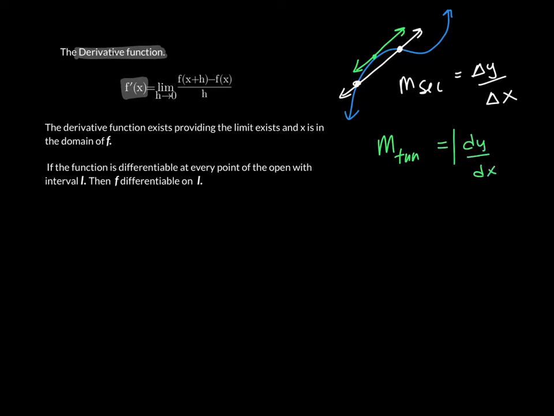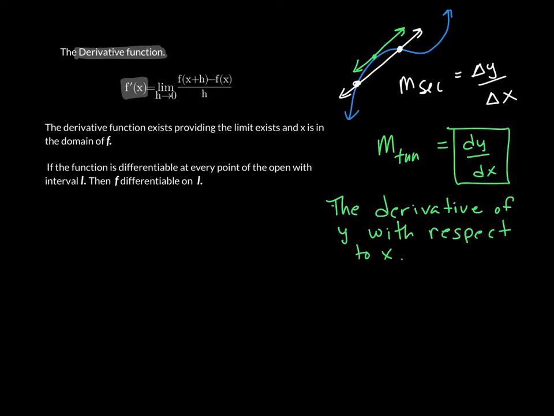Now, this idea of dy dx is read as the derivative of y with respect to x. It does not mean that they are being divided by each other. It means the derivative of y with respect to x. The rate of change, like the slope, the rate of change of y over x, but at an instant.